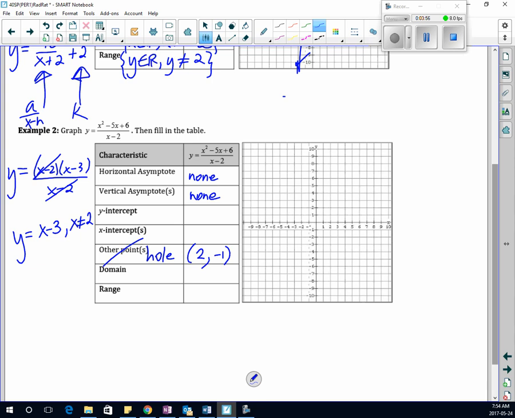The y-intercept would be -3 if I just sub in 0. My x-intercept is, if I look at the simplified version and sub y is 0 and solve, I get +3. So 3, -3, a hole at that. There we go. So what's my domain? X is an element of the reals. X cannot equal 2. Y is an element of the reals. Y cannot equal -1.